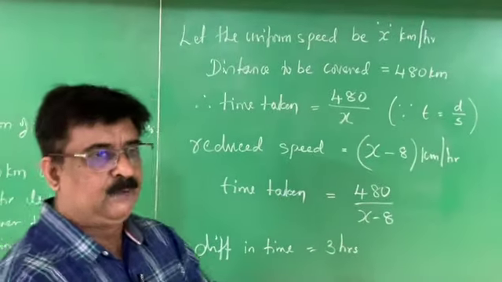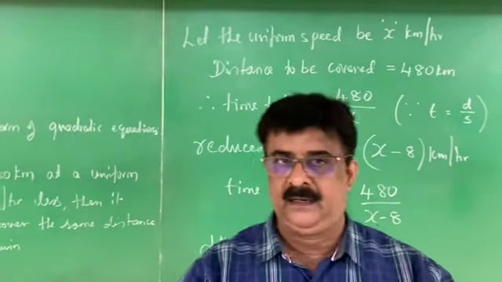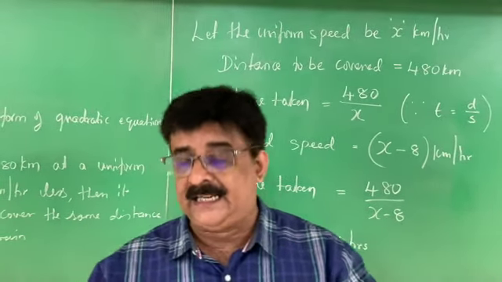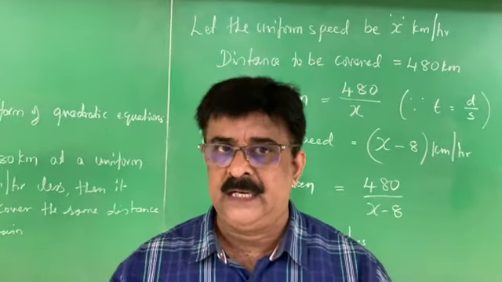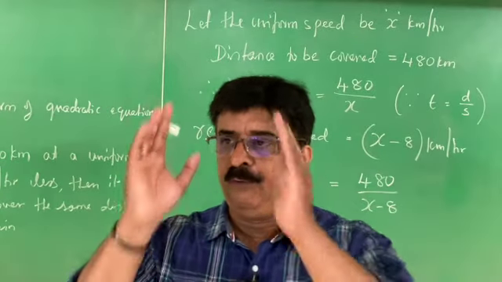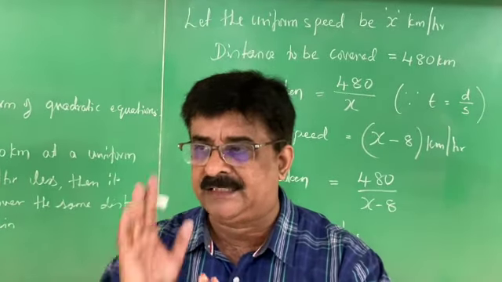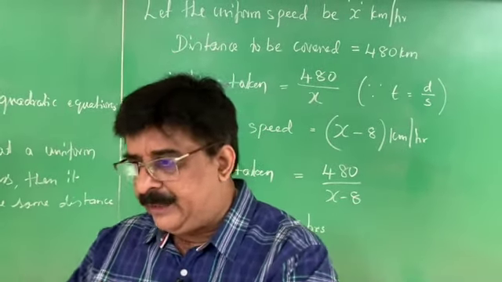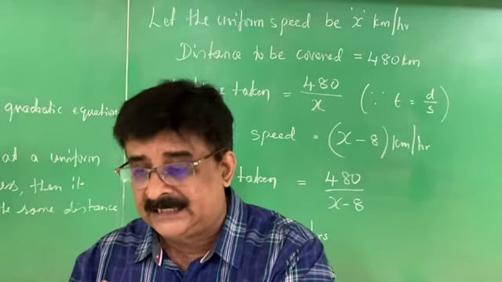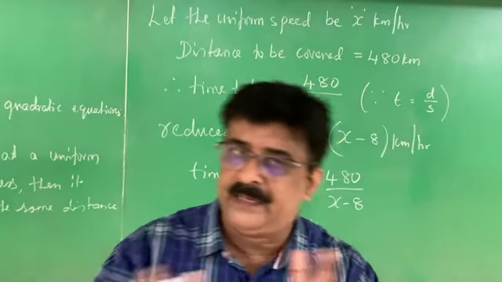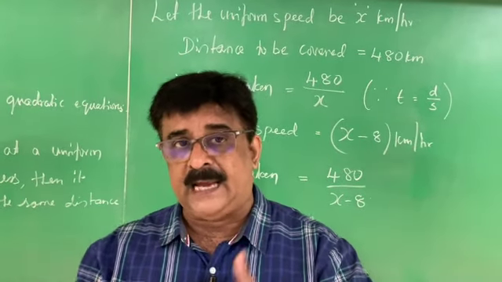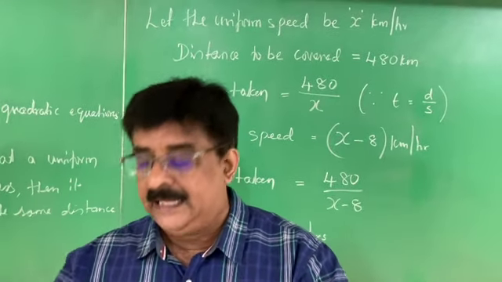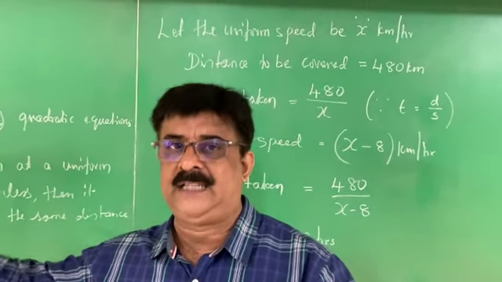I repeat the data once again. Imagine there is a train. It is moving with a uniform speed of x kilometer per hour. The train has to cover 480 kilometers. Therefore, the time taken should be 480 divided by x, because t is equal to d by s. That is the formula. Suppose the train reduces its speed to x minus 8 kilometers. Therefore, the time taken should be 480 divided by x minus 8. The difference of the time is 3 hours they are given, right?